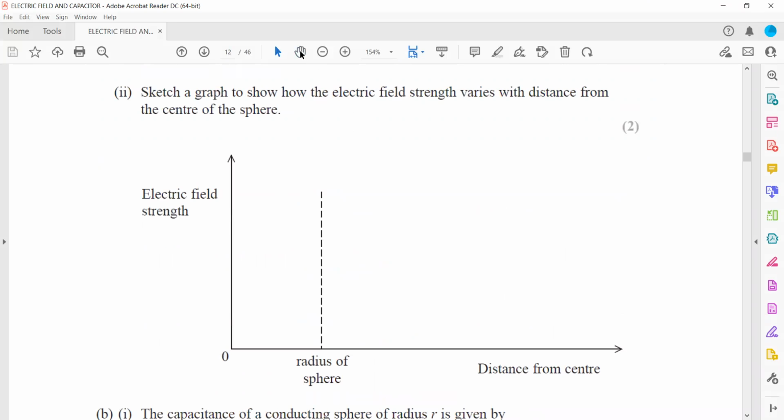Then we have a sketch. Again, we sketch accordingly with the inverse square relation. If the distance doubles, the electric field decreases by 4. If the distance is 3 times, the electric field decreases by 9. If the distance is 4 times, the electric field decreases by 16 times, and so on.